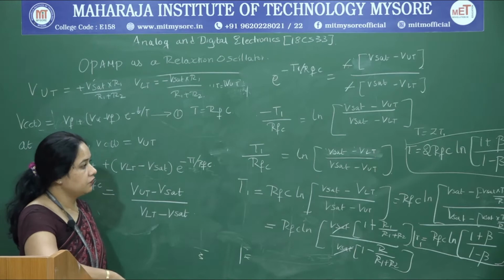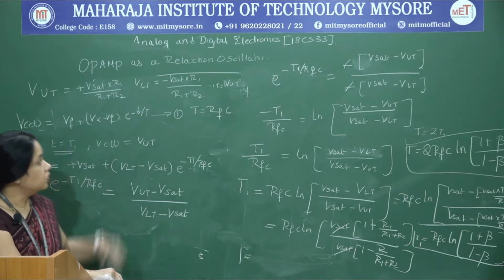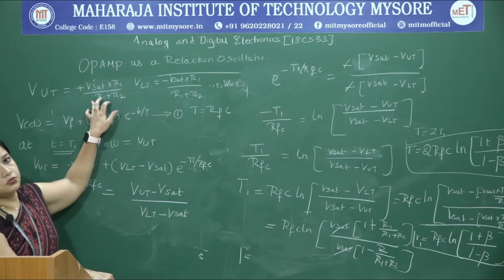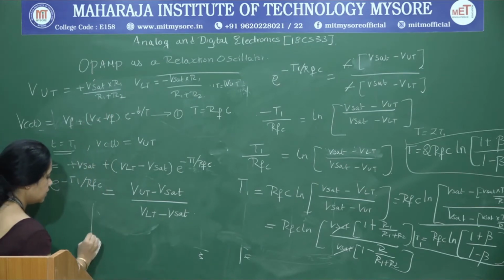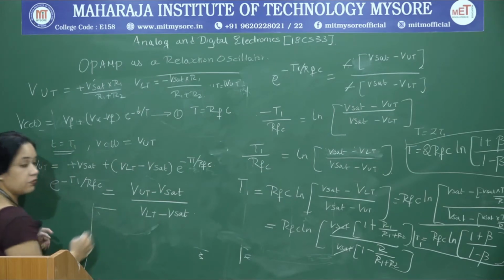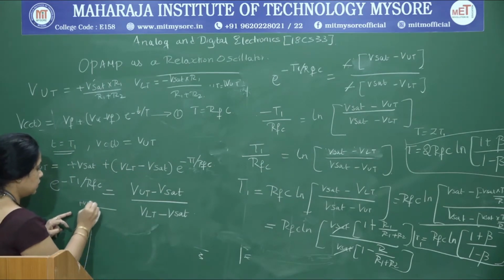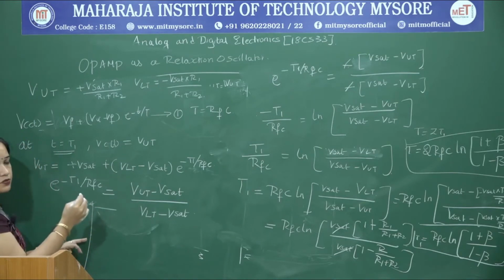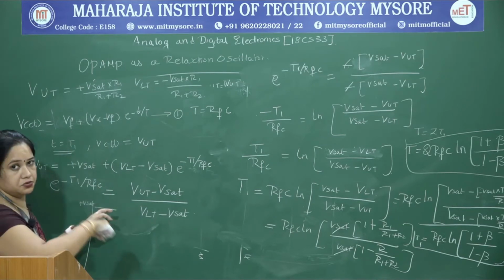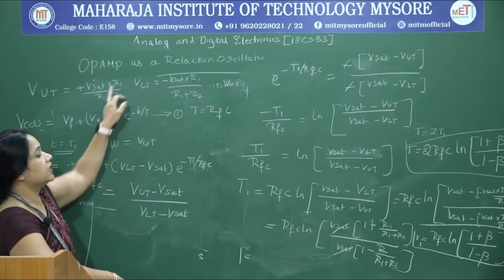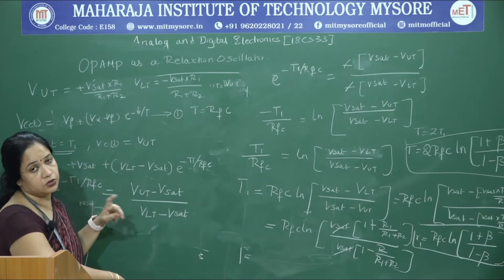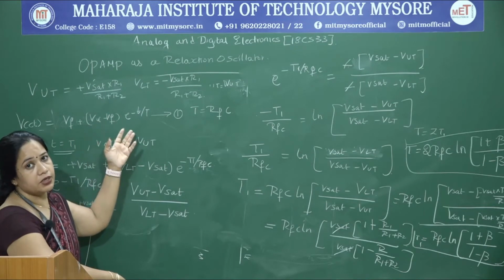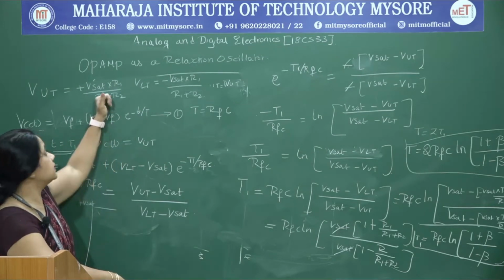Now, we will quickly run through the waveforms. I will write them here. Initially we assume the output is at positive saturation, so it is plus Vsat. When the output is at positive saturation, the feedback given is plus Vsat into R1 by R1 plus R2, and it continues to be at plus Vsat into R1 by R1 plus R2 unless the voltage at the inverting terminal exceeds this value.